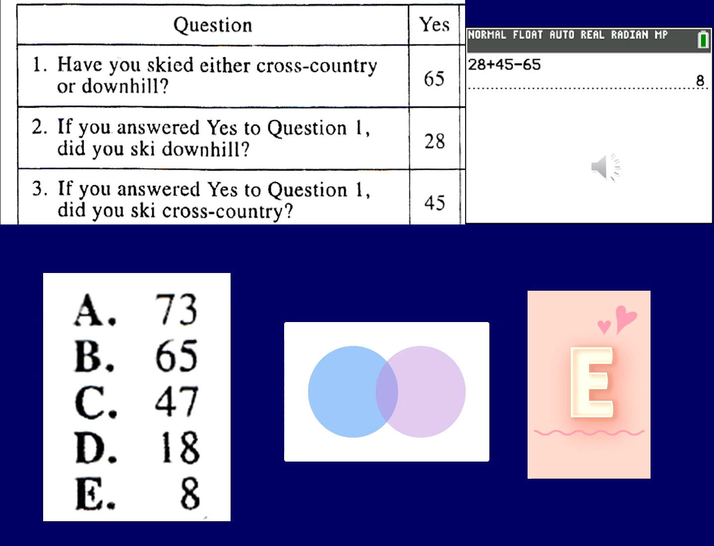I can find what that overlap is by taking how many cross-country skied, how many downhill skied, add those up, and then subtract off the total that went either way, because it's going to add up to more than that total. What's left will be the overlap. So 28 plus 45 minus 65, when you work that out, you end up getting 8.